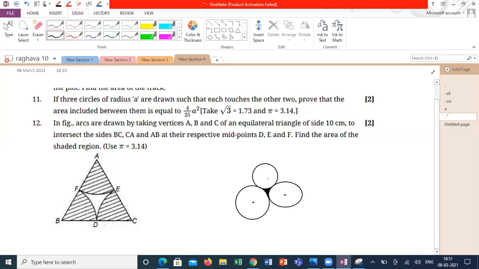Take the centers and join the centers, then you will get clarity on how to do it. This is R, this is R, this is also R. According to the given, it is A. A, A, A, A, A, and A. So all the angles are 60, 60, 60 because it is an equilateral triangle. From that you can calculate the area of the triangle and the area of the three sectors with 60 degrees, and subtracting from the area of the triangle will give the final answer. Try. Any doubt, please let me know.